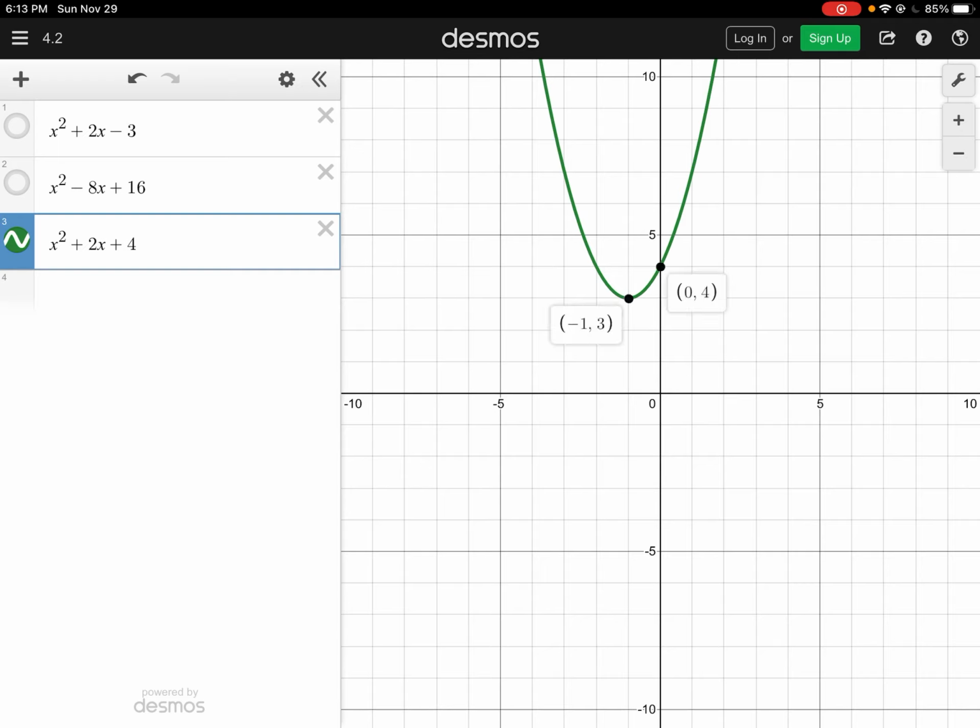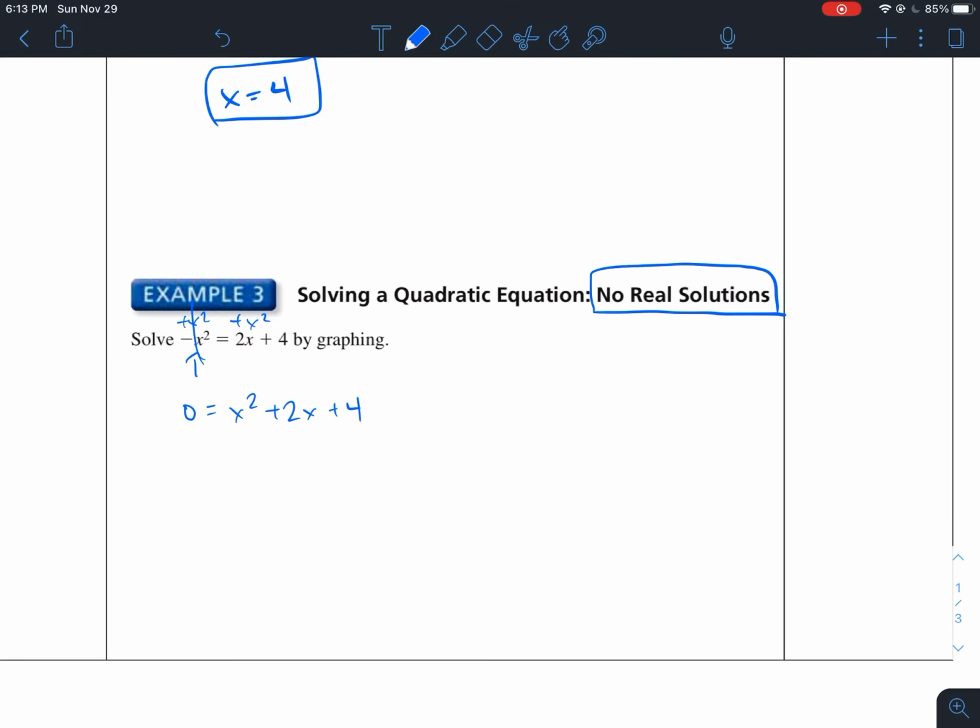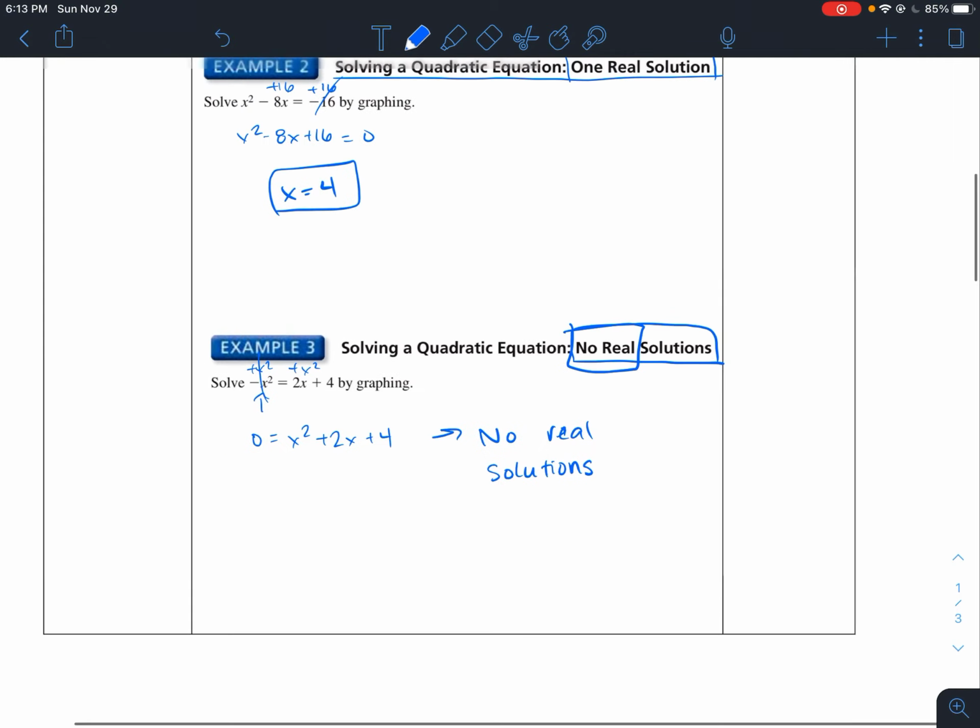Okay, so here you can tell that we have a vertex and we have a y-intercept, but the graph does not cross the x-axis. So if the graph doesn't cross the x-axis, we say that this has no real solutions. So no real solutions. And that's pretty much it to this one.